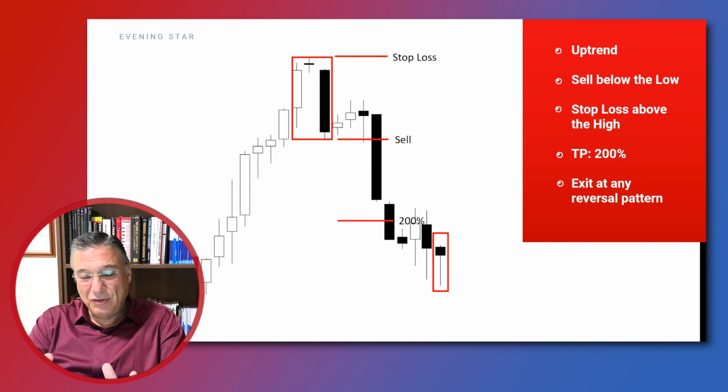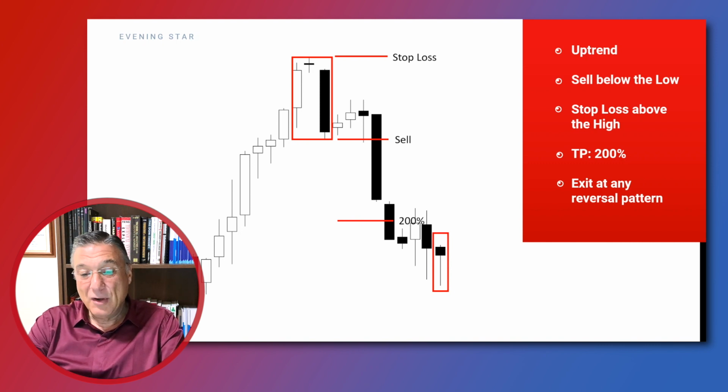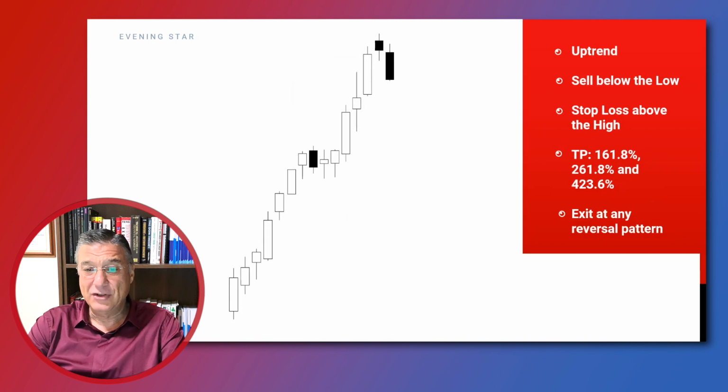So in this basic trade, we can close part of our trade at the 200% level, and then we can allow a small part to run even lower. But once again, when we identify the reversal pattern in the opposite direction, in this case a hammer, then we exit altogether. Good. Let's take a look at another strategy, another variation.